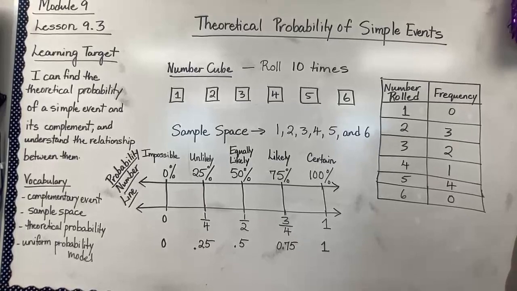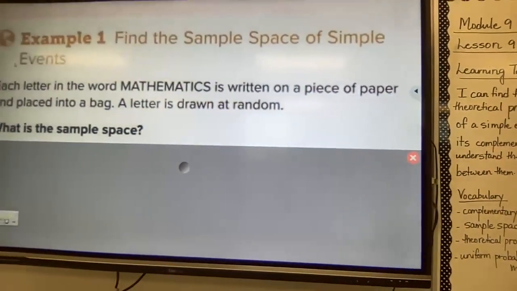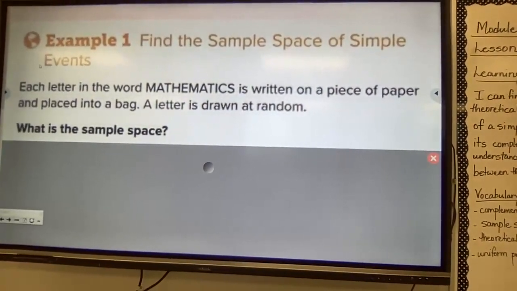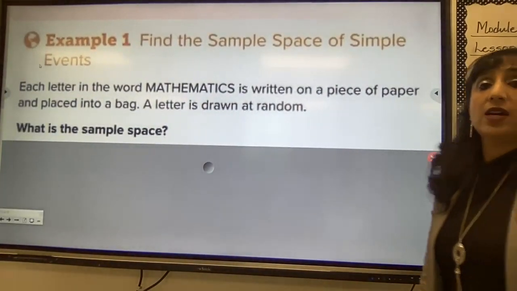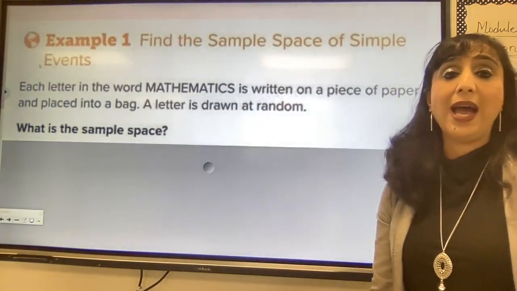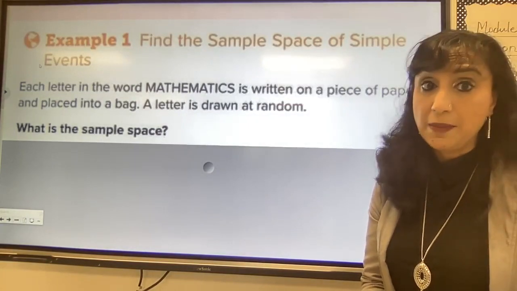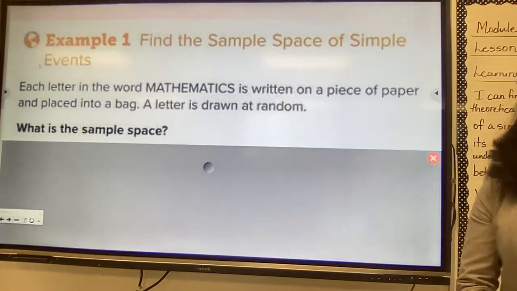Now, let's say you have to find the sample space. Let me take you to the board. I can give you the question. So let's say this is my question. Each letter in the word mathematics is written on a piece of paper and placed into a bag. A letter is drawn at random. What is the sample space?